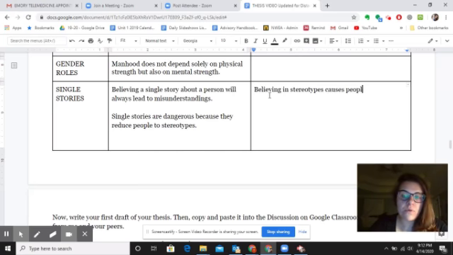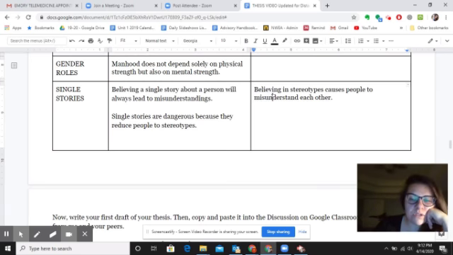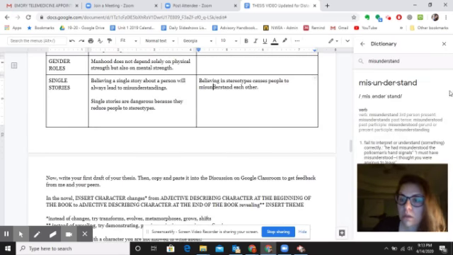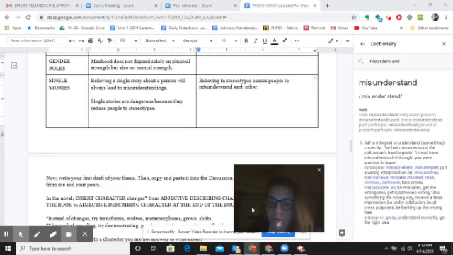Believing in stereotypes causes people to misunderstand each other. Okay, if I'm like, this really sounds too much like Mrs. Klein's, I don't know, go to define misunderstand, look and see if it offers me any synonyms. Conceive, mistake, misread, misinterpret. Ooh, misinterpret's good. Okay. Causes people to misinterpret each other. Yeah, I think I like it.